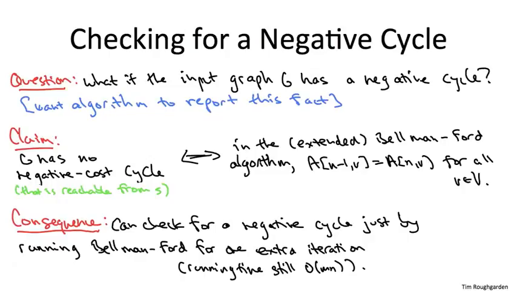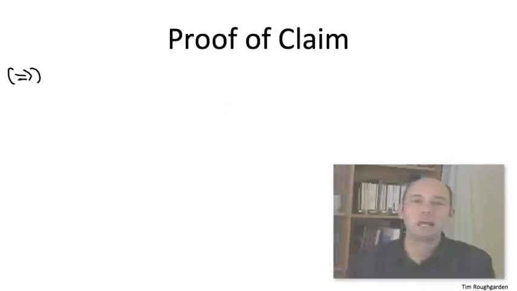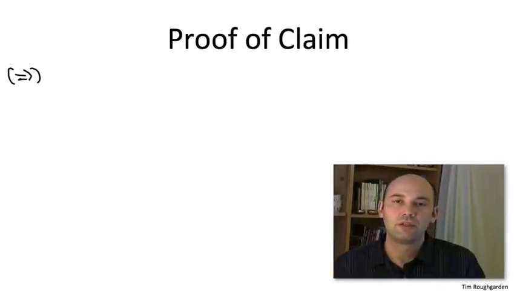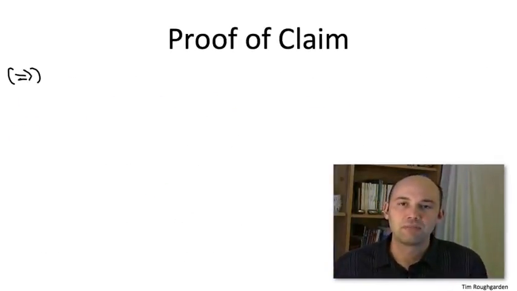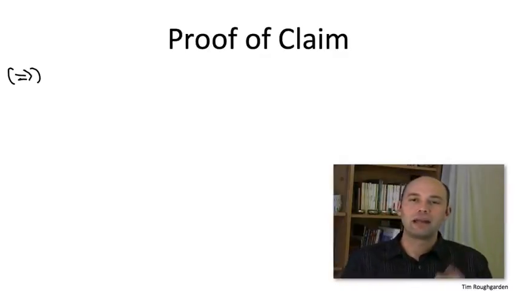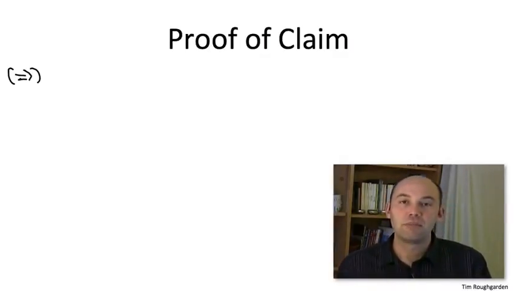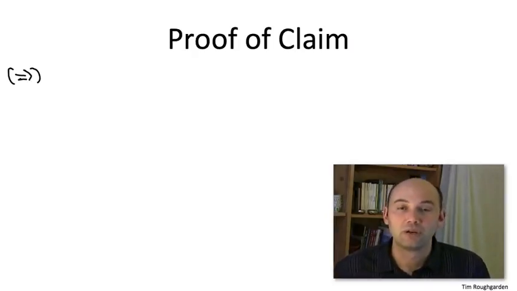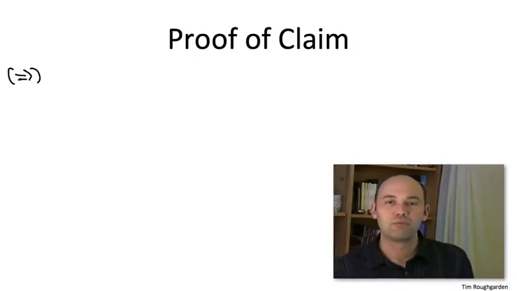So now that we know why we want the claim to be true, let's understand why it is true. Let's go to the proof. So the claim asserts something that's if and only if. On the left-hand side is the property of the input graph having no negative cost cycle. On the right-hand side is the property that the Bellman-Ford algorithm does not make any changes if you run one extra iteration. So proofs like this have two parts. Assuming the left, prove the right. Assuming the right, prove the left.